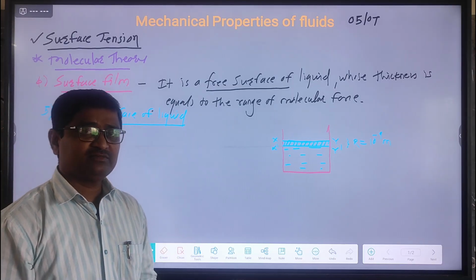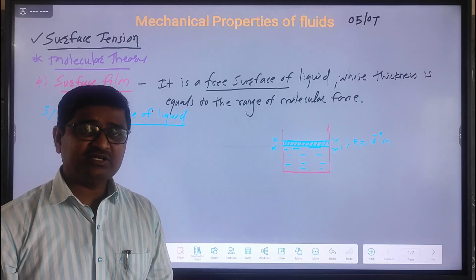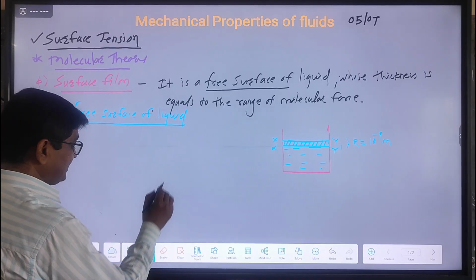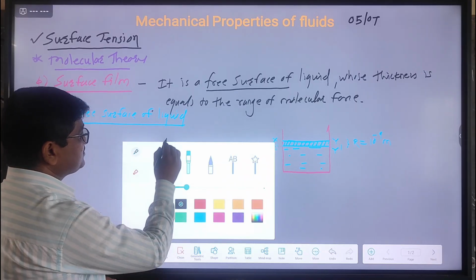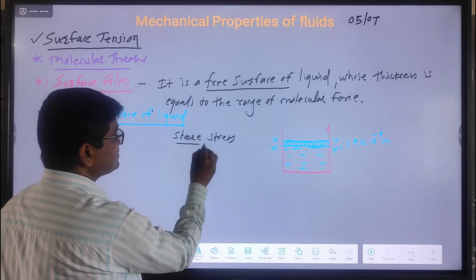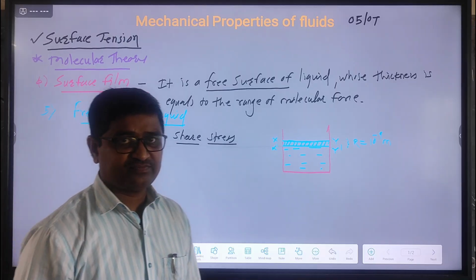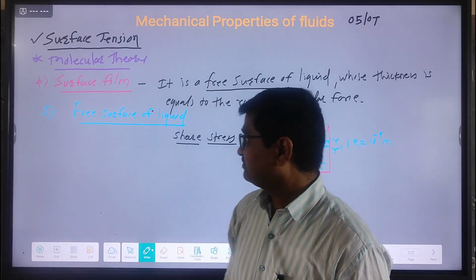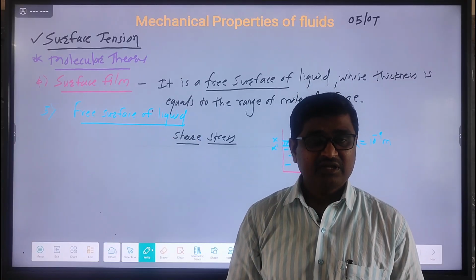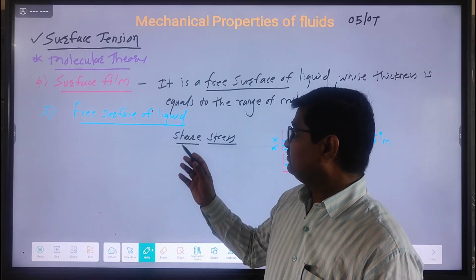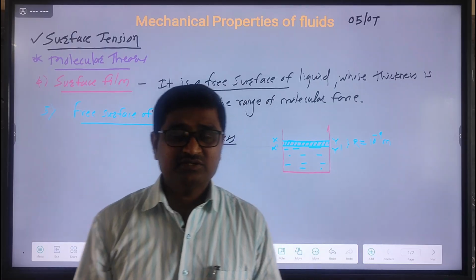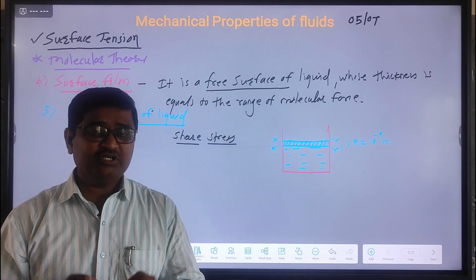Now that type surface, okay, it is a free surface of liquid, but this surface cannot experience any shear stress. Okay, now such a free surface is called the free surface of liquid. It is a surface, and this surface cannot experience any shear stress. Get it clear? Okay, so according to the molecular theory, 5 important concepts we have discussed.